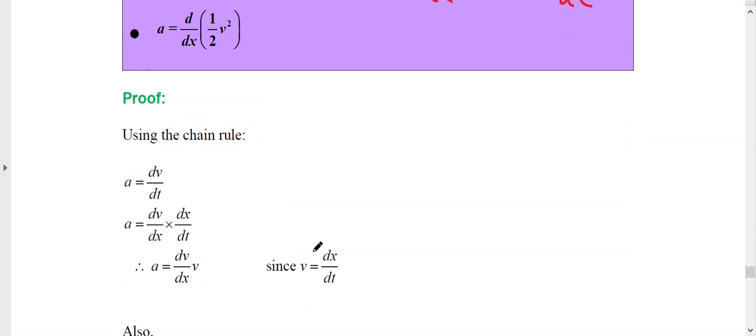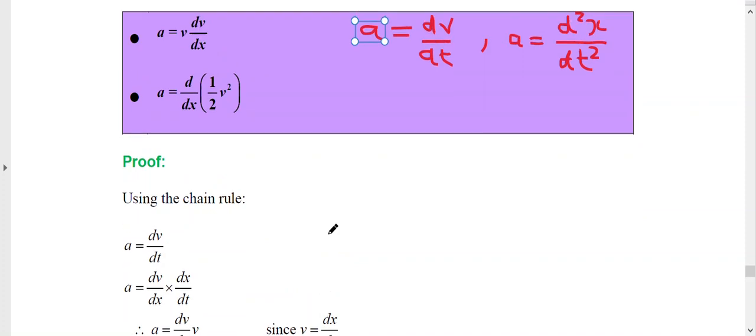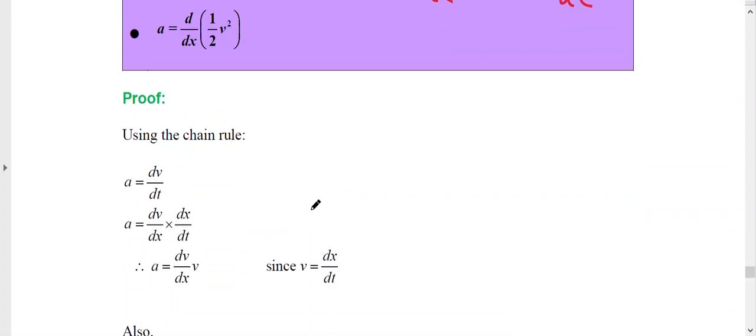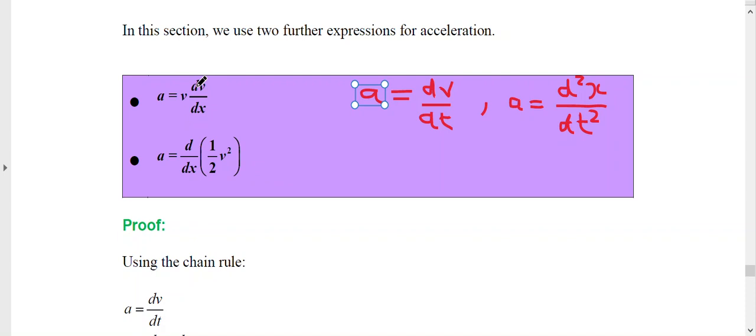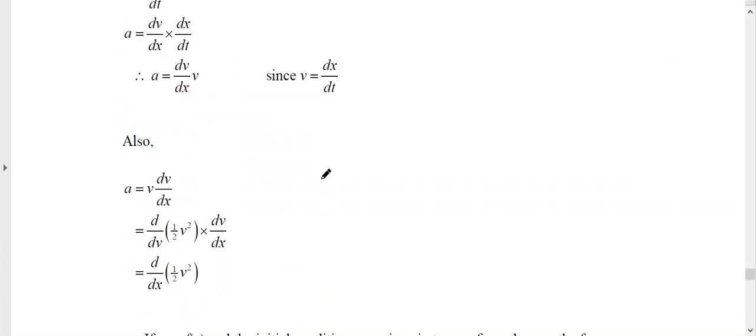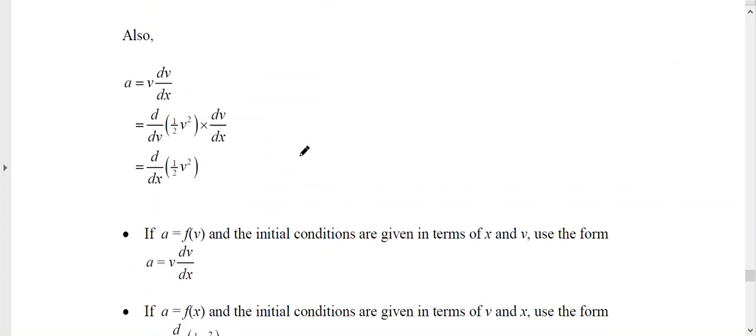You don't need to actually know where the formulas come from, but if you are interested in looking at that, feel free to read the rest of this page. It's really just using the chain rule to develop the first formula up the top, and then using that one you can develop the one below that. But if you are interested, feel free to read that.